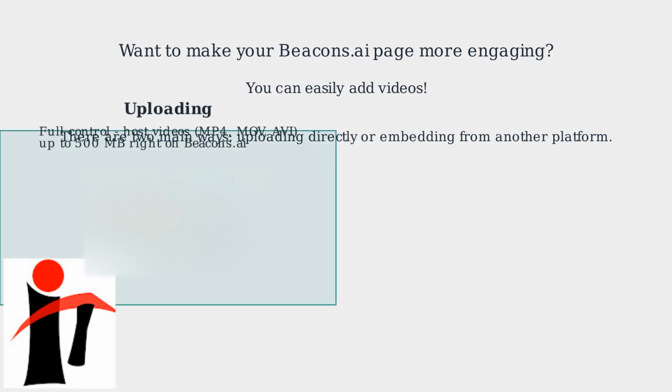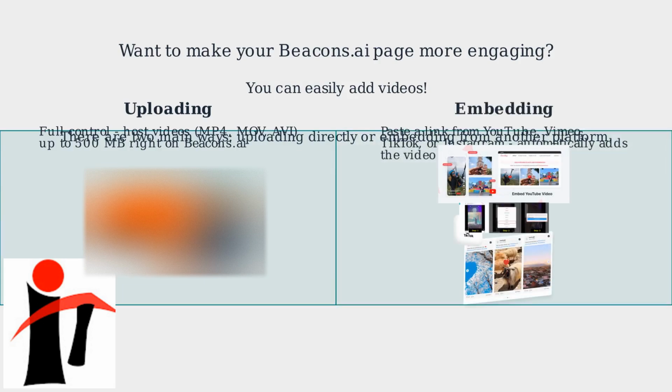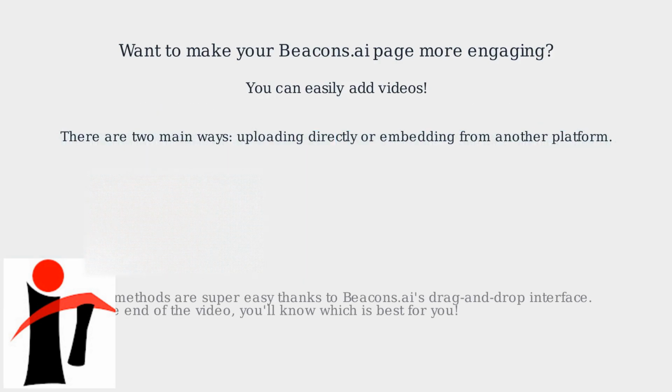Uploading gives you full control, allowing you to host videos in MP4, MOV, or AVI formats up to 500 megabytes right on Beacons.ai. Embedding involves pasting a link from sites like YouTube, Vimeo, TikTok, or Instagram, which automatically adds the video to your page. Both methods are super easy thanks to Beacons.ai's drag and drop interface. By the end of the video, you'll know which is best for you.